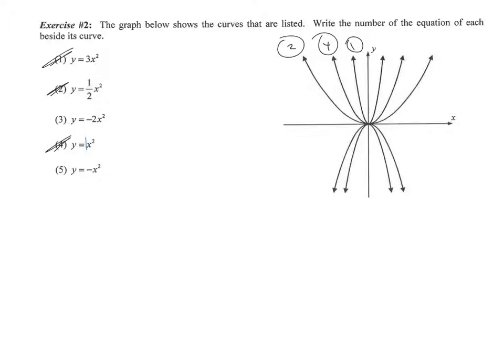Now we're looking at the negatives. Negatives are going to work the same way. The larger the negative number, the skinnier it will be. So the skinniest one is going to be -3, and the other one is going to be -5 because that's -1. So -2 and -1.